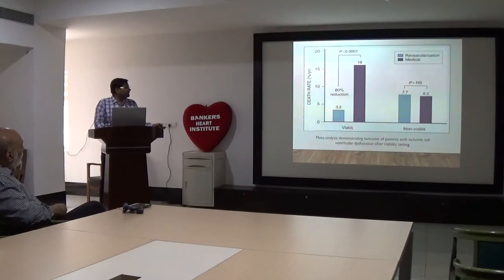Here we can see that if there is viable myocardium, this is the medical treatment and this one is the revascularization. The death rate is quite decreased, with about an 80% reduction in the death rate. So if there is viable myocardium and we do revascularization, it helps, but if the myocardium is non-viable, there is no significant mortality benefit with revascularization.